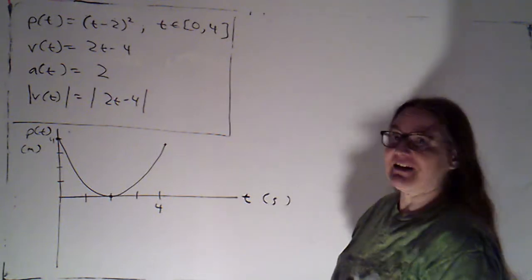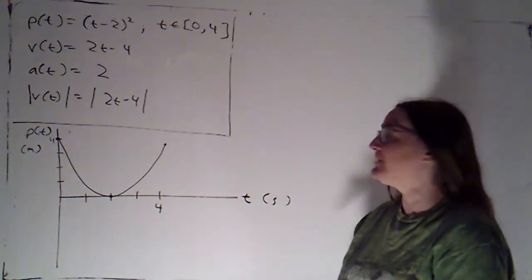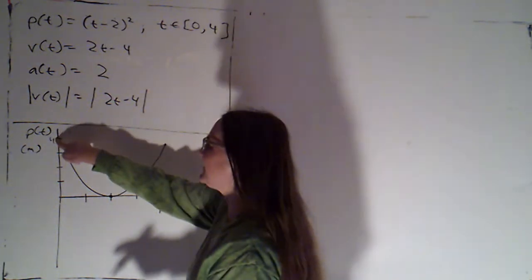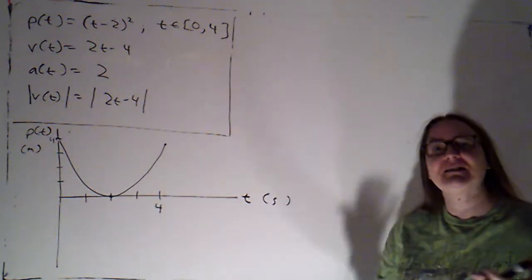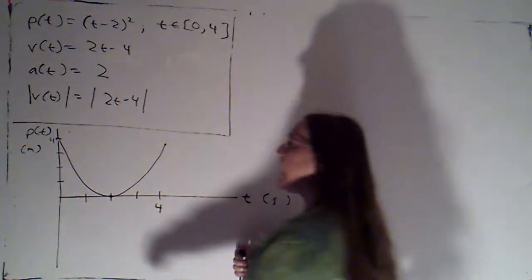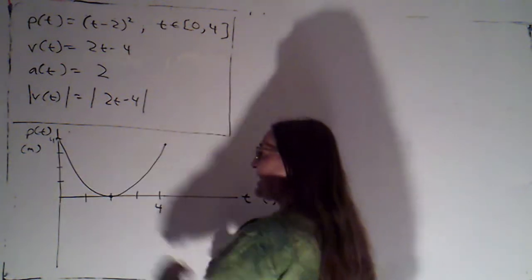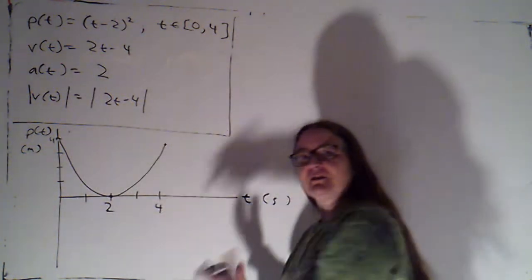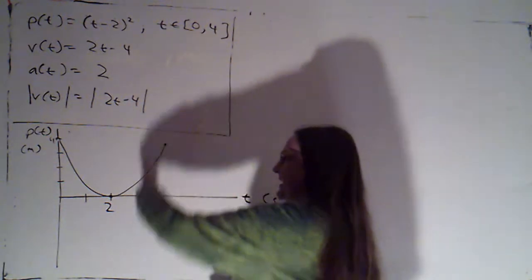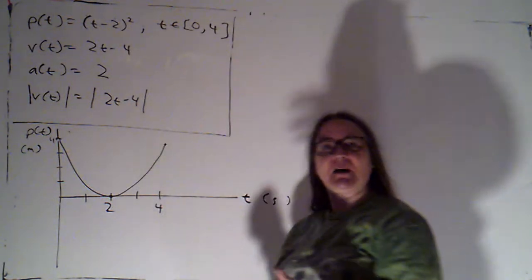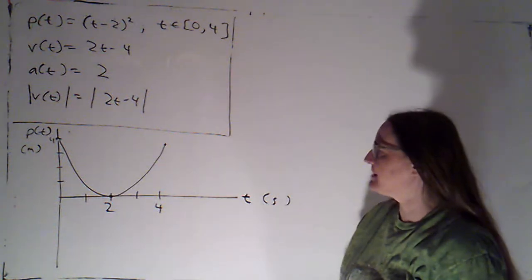Now, graphically, I can see several things that we've already learned. I end and I start at the same position so that my displacement was 0. I can see the graph started out going down. Over the first 2 seconds, we were going down, so velocity was negative. Over the next 2 seconds, we were going up, so velocity was positive.